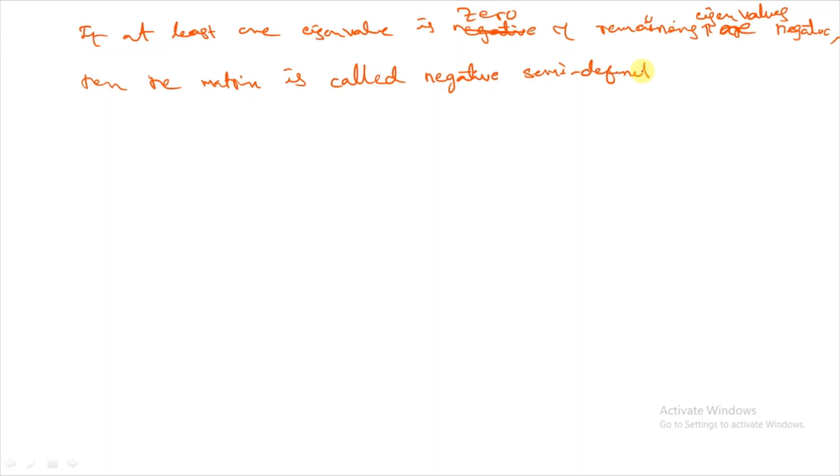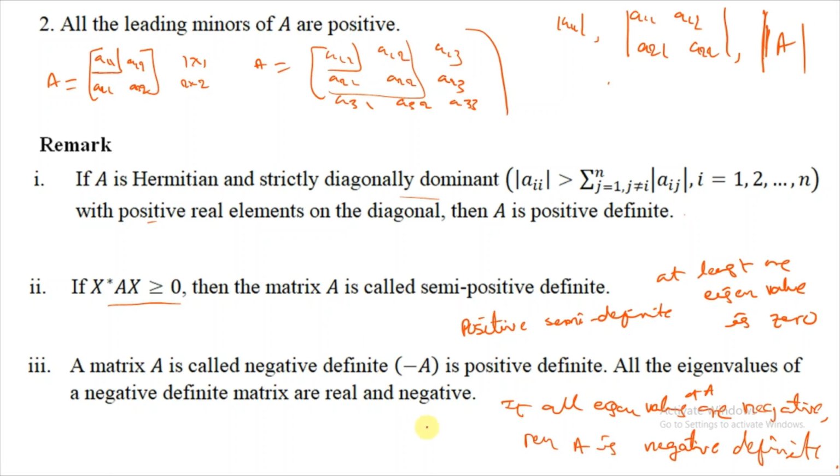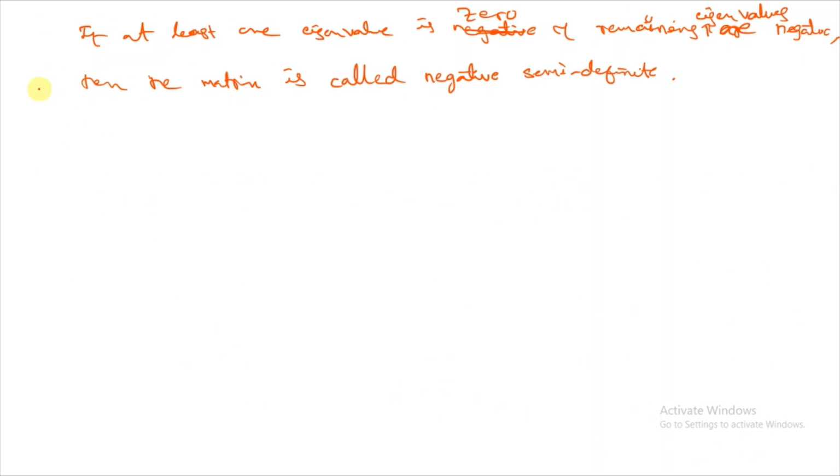Negative semi-definite. Suppose it's not positive definite, positive semi-definite, negative definite or negative semi-definite. That one you can call indefinite. That means it does not satisfy any of the above.